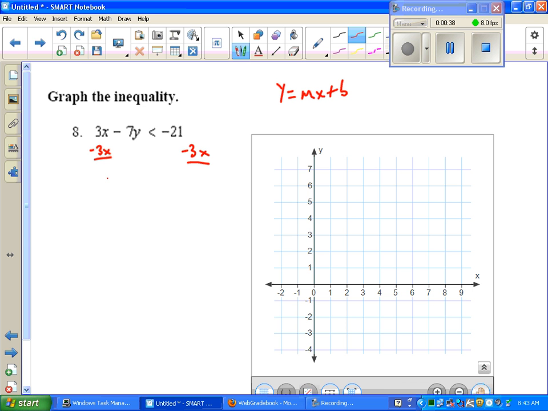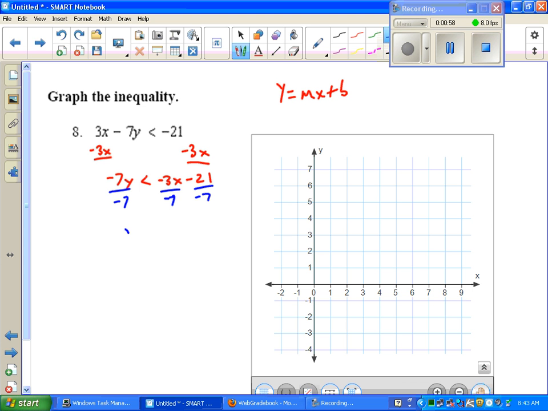So what we're left with is negative 7y on the left is less than, you want it to say mx, so negative 3x plus b, minus 21. Watch what's going to happen on this next step. We have negative 7 times something. Undo that by dividing by negative 7. If you divide the left, make sure you divide the right, both terms on the right, by negative 7.